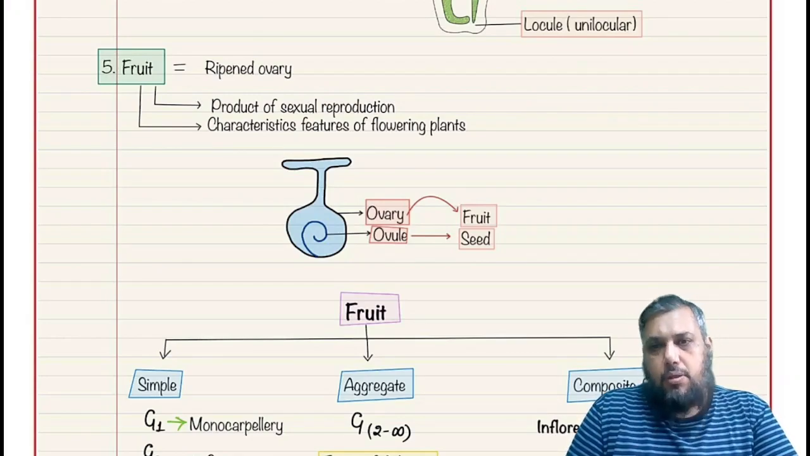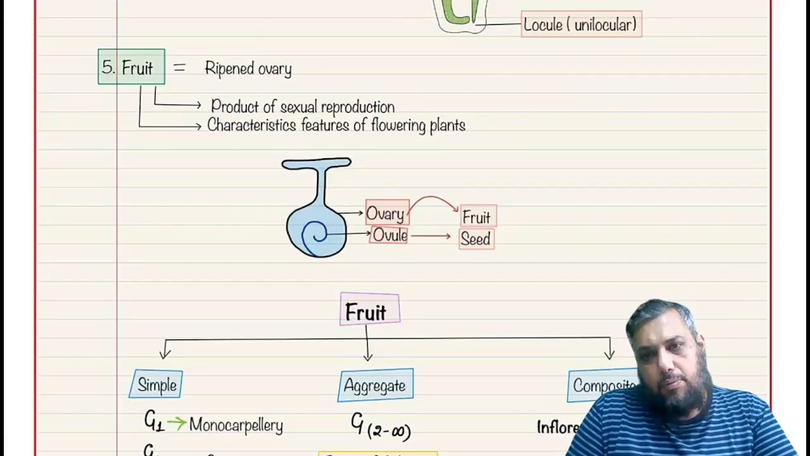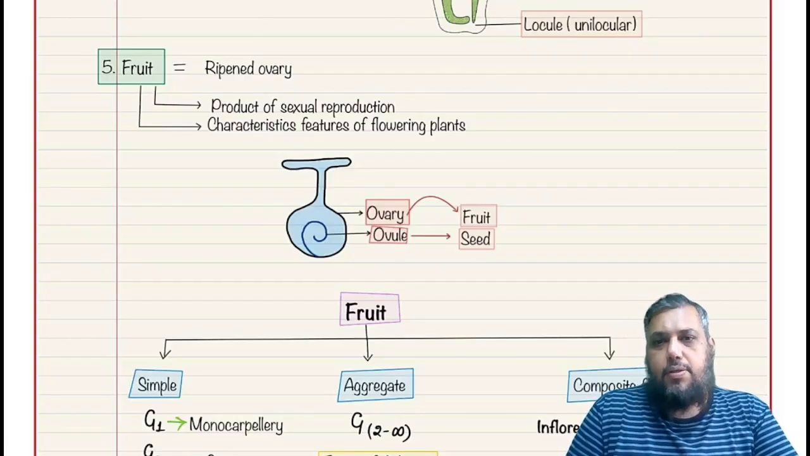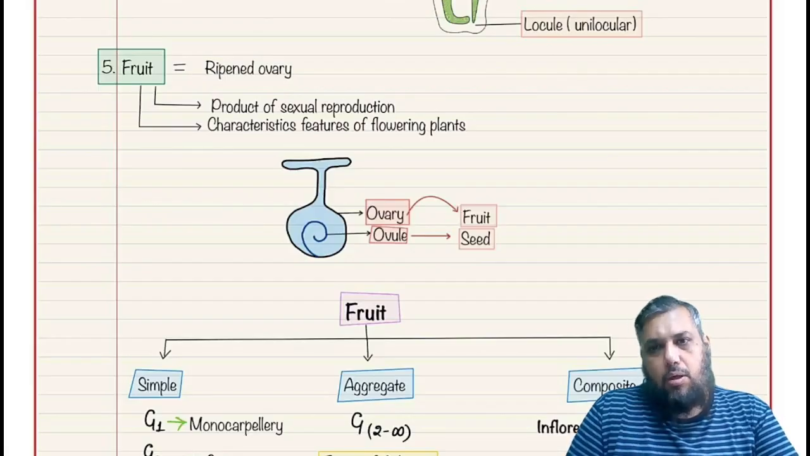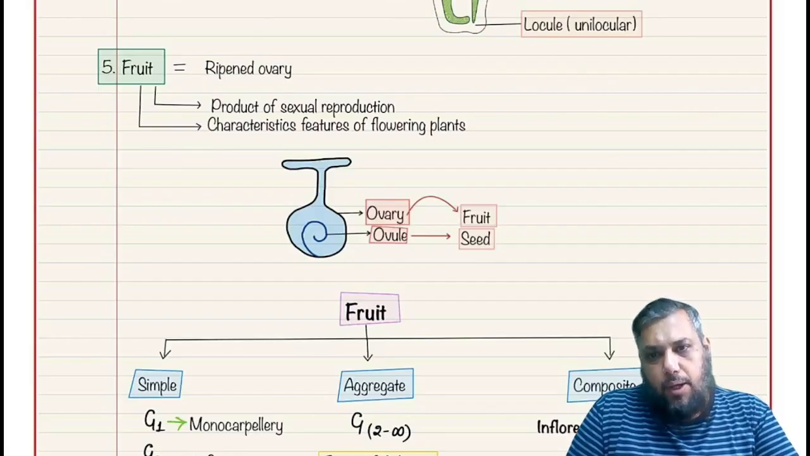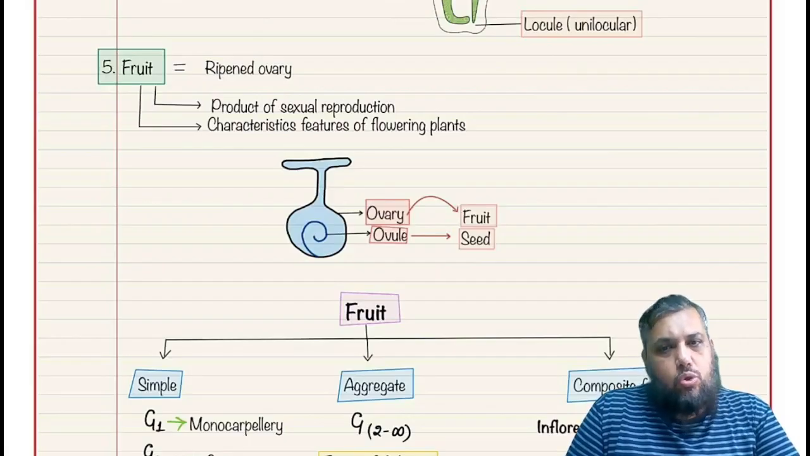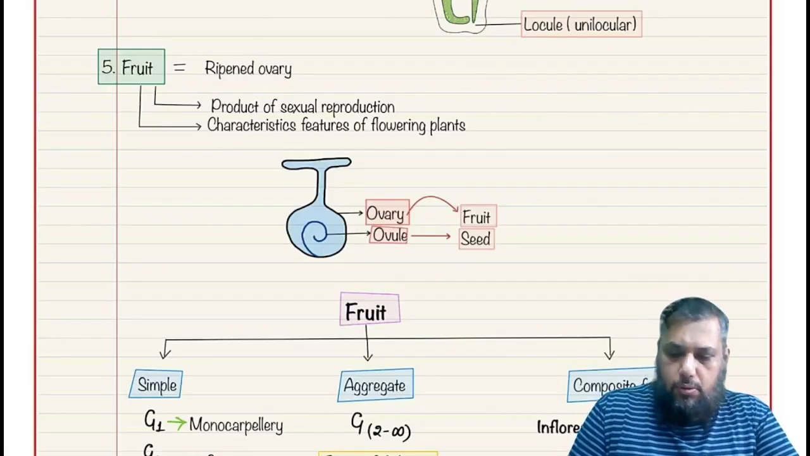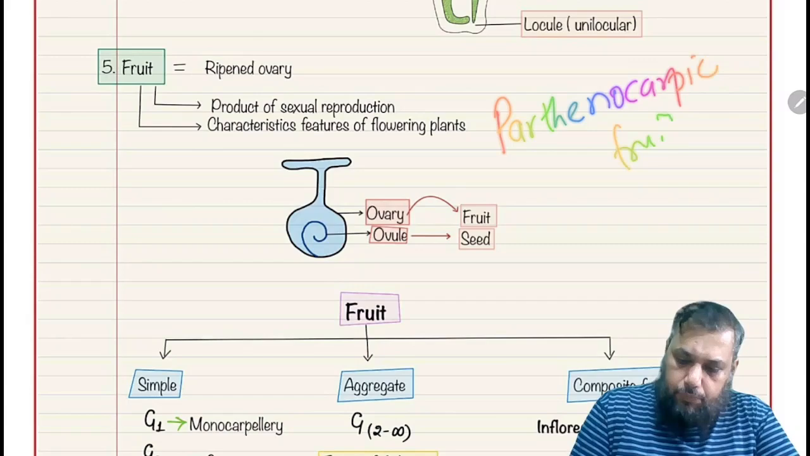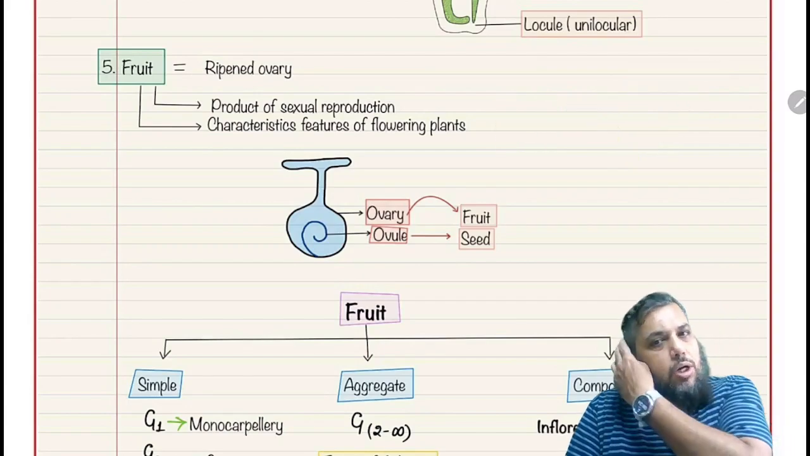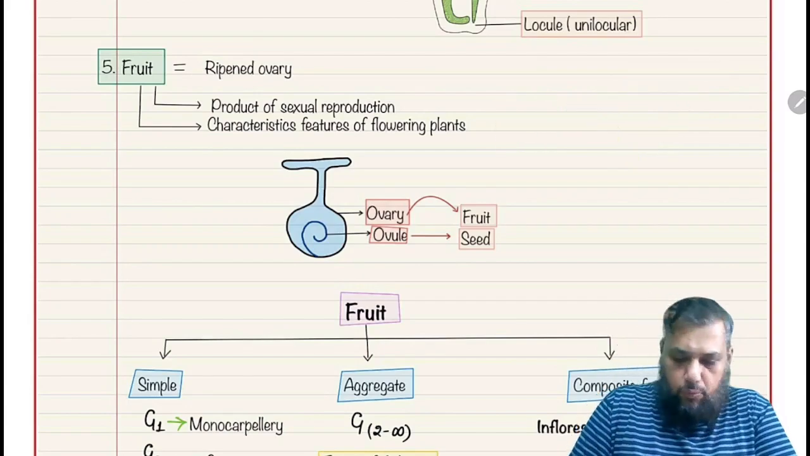In some cases, the fruit can develop without fertilization. So the ovary directly develops into a fruit because of some hormonal stimuli. There is no seed formation in such a fruit. So such a fruit is called parthenocarpic fruit. So parthenocarpic fruits are the seedless fruits.